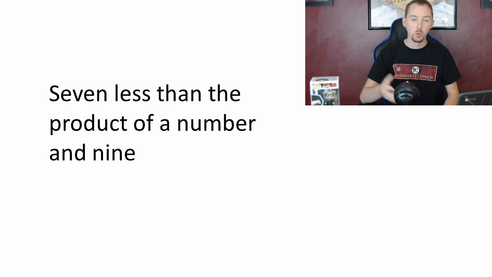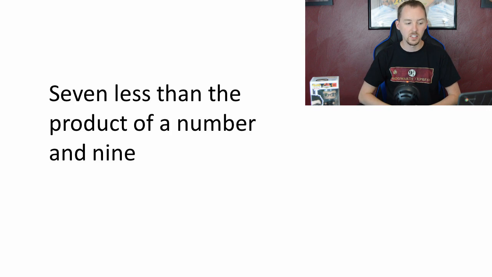Again, don't ever make it harder on yourself. I always just say choose the easiest option, which is just to translate it in the order that you read it. So let's go the other way. Let's take something that's written in words and translate that into an algebraic expression. So what we have here is 7 less than the product of a number and 9.